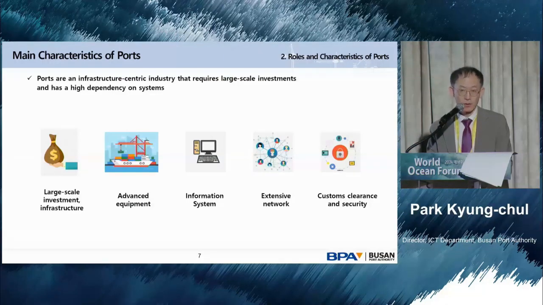As we have to handle 10,000 or 100,000 containers, we need to have an information system. The dependence on information system is quite high. And we need to communicate well with the international and domestic other ports, so that's why we have to have extensive network. And for efficient custom clearance and security, we need to have a sound system.